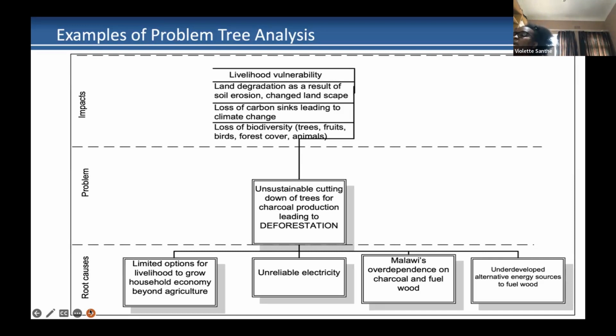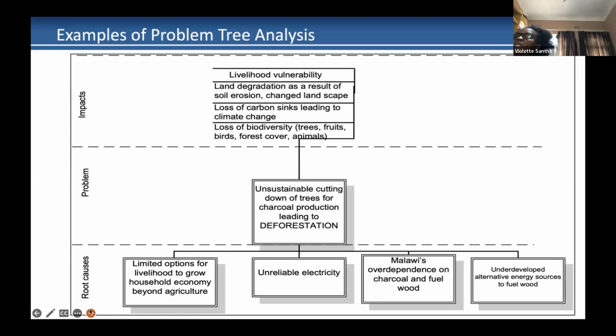The problem could be maybe unreliable electricity or unavailable electricity in the rural areas. And then when you look at this problem, you see that there are impacts. So these are negative impacts: livelihood vulnerability, land degradation as a result of soil erosion, change in landscape, loss of carbon sinks leading to climate change, loss of biodiversity. In other words, trees, fruits, birds, forest cover, and animals, their habitats are also changed. So this is just an example of how you can come up with your own problem tree analysis.